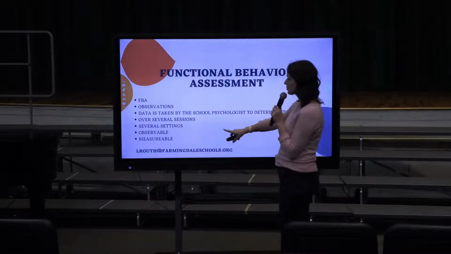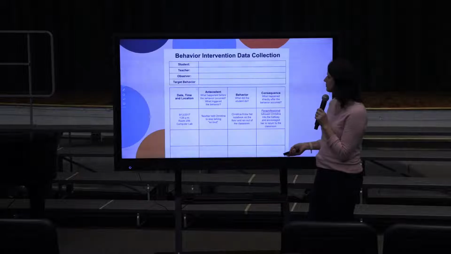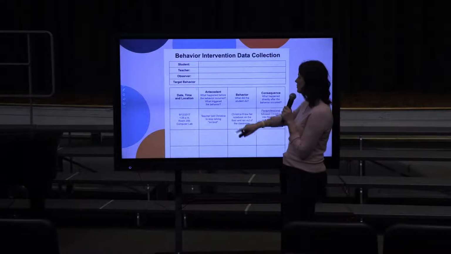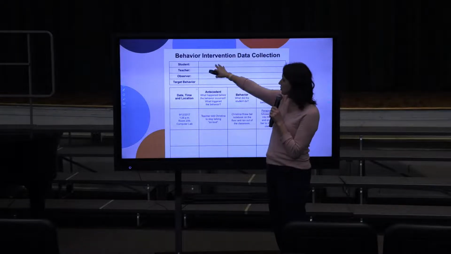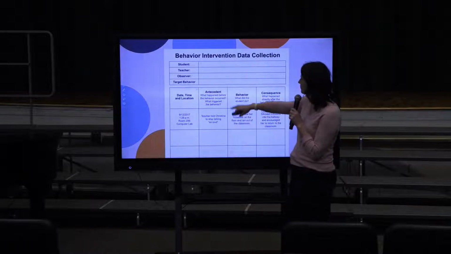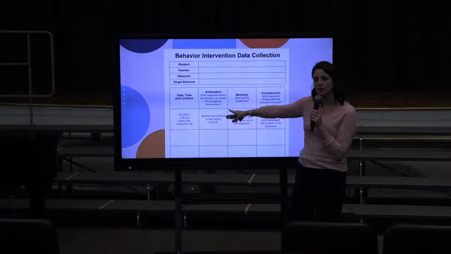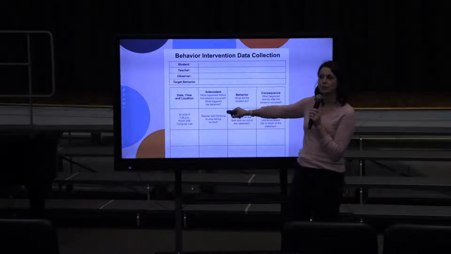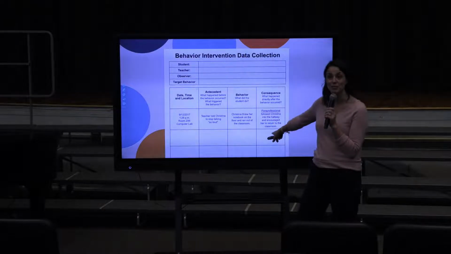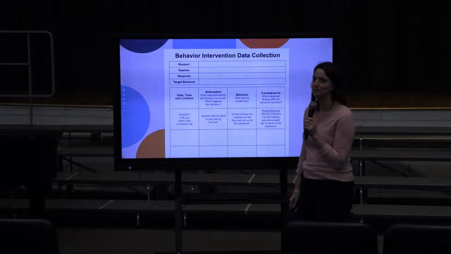Functional behavioral assessments are also observable and measurable. They're things that we are looking for. This is an example of an ABC chart that would collect the data. It tells you the time and location, your student, the teacher, who's observing, the target behavior we're looking for, and what happens right before, what triggered it. So if you have a student who runs out of the classroom every single time you pull out the math workbook, we're going to make a note that the math workbook came out and they ran away. What's the consequence? They didn't have to do their math work. So the goal is to figure out why they're running out of the classroom.